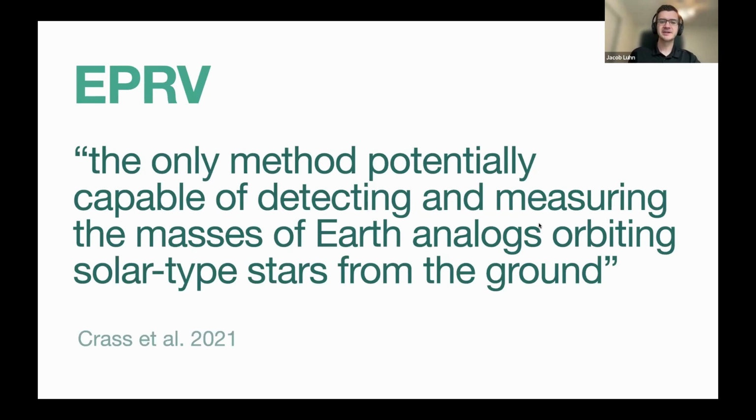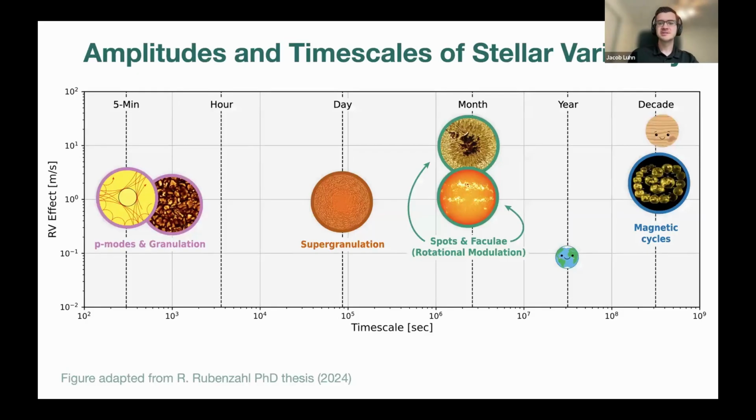However, the biggest challenge that we face now in reaching the necessary 10 centimeter per second level precision is not the instruments themselves, but really the stars, so stellar variability. I'm showing here the various sources of RV variability by their amplitude on the y-axis and timescale on the x-axis, with the RV signals from Earth and Jupiter shown with their respective cartoons. But I want to look at this a slightly different way.